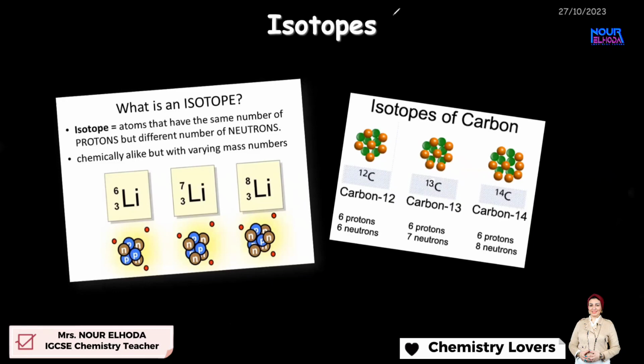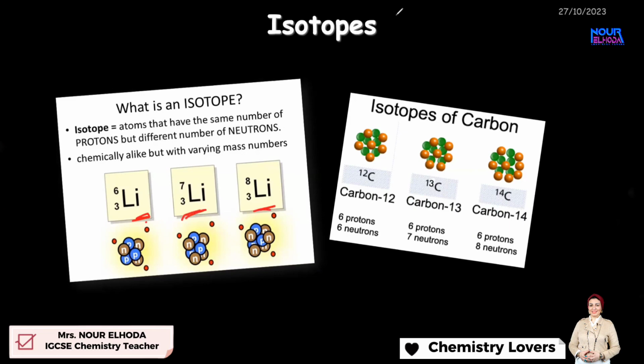Exactly. Atoms of the same number of protons but different number of neutrons. Correct. Bravo. For example, I now have lithium. Excellent. I have, for example, lithium 7 and 3, lithium 8 and 3, and 6 and 3.